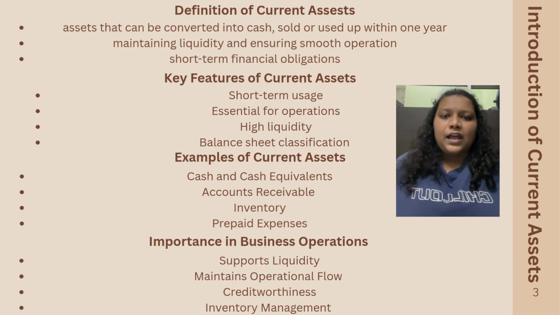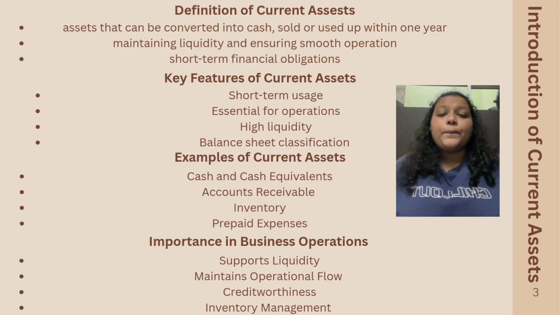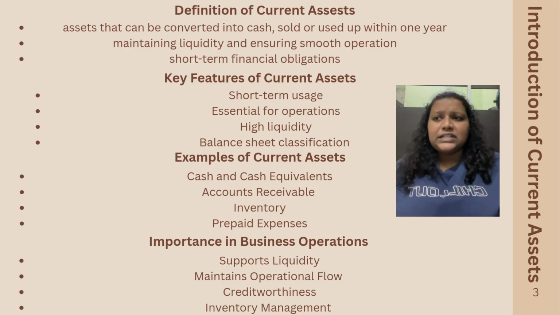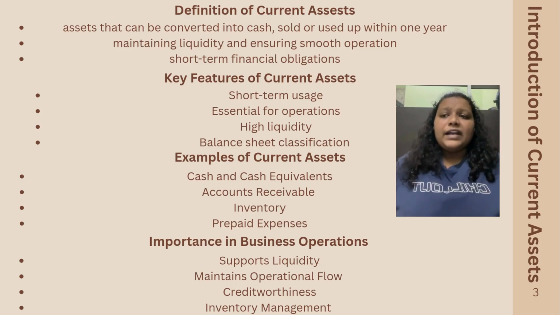The last point I have for this introduction of managing current assets is importance in business operations. There are 4 points here. The first one we are going to see is surplus liquidity. It ensures the business can meet short-term liabilities. The second one is maintains operational flow. It helps to fund daily expenses like wages, supplies, and utilities.